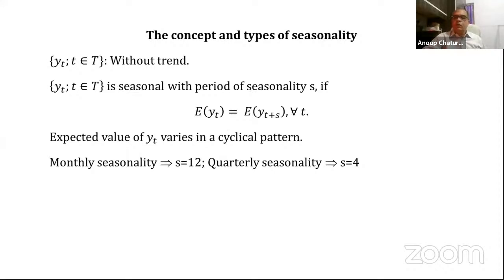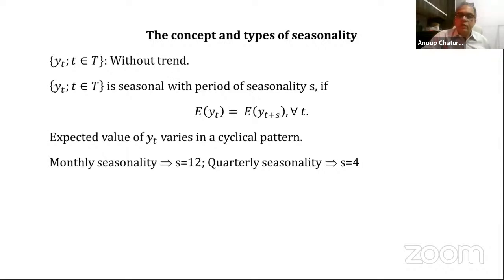Now we come to the seasonal processes. Again, y_t is a time series and either trend is not present or we have already removed the trend component. And suppose y_t has seasonality and the period of seasonality is S. Whenever we say that the period of seasonality is S, it means if you take the expectation of y_t and the expectation of y_(t+S), then these two expectations are the same.